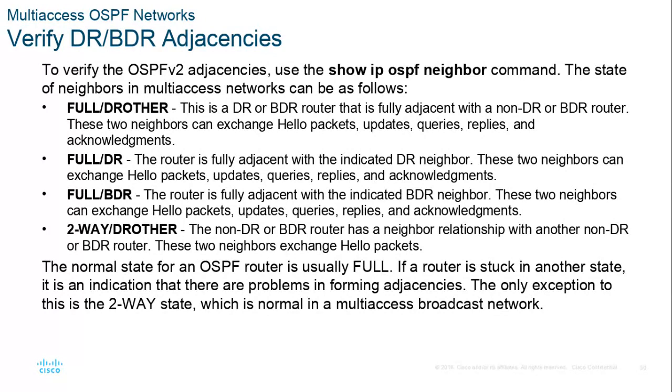If they're stuck in some other state, there's some problem with forming adjacencies. Maybe the subnet masks don't match, or the area number is wrong, something of that nature. The only exception is if I have three or four or more routers in a multi-access broadcast network. There's going to be one DR and one BDR, but the relationship between the other routers, which are DROthers, is that they'll be in the two-way state with each other. They'll only be in the full state with the designated router and the backup designated router.